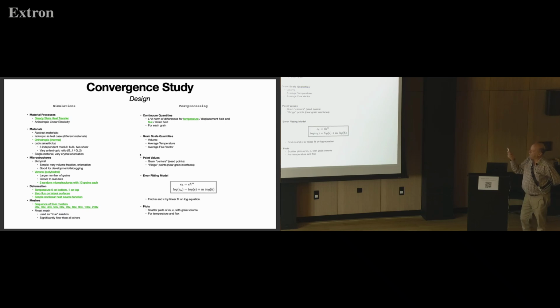And so we have 5 different microstructures. Each have 10 random seeds, so 10 grains. And then they're also assigned 10 different random orientations. So 5 random microstructures with 10 grains each.